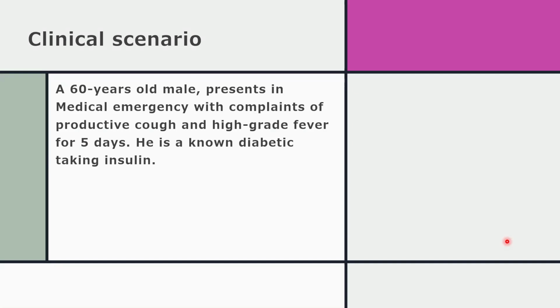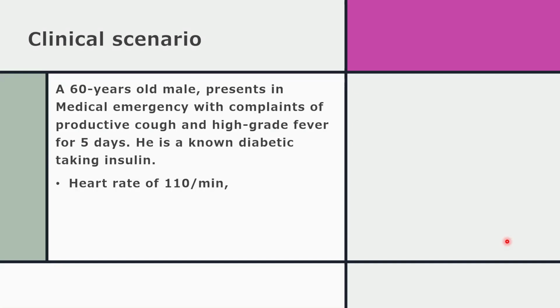This is an elderly male around 60 years of age and he's coming to emergency. That means that the problem is acute. Only 5 days history and the history is of high grade fever and productive cough. So fever usually points to an infection and productive cough points to the site involved. So it is most likely an infection of the respiratory tract. He is a diabetic and its significance is that he is at risk of infection.